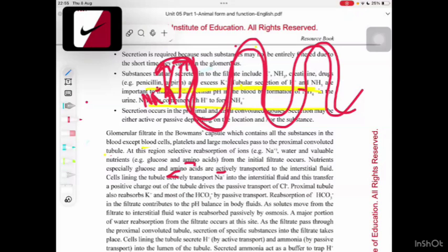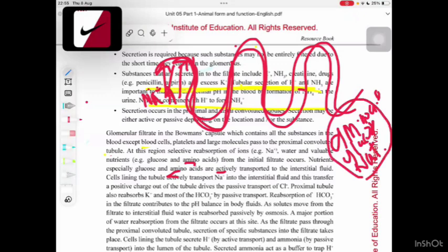Cells lining the tubule actively transport Na plus into the interstitial fluid. Okay, so cells lining the tubule means basically this tubule, right? This yellow tubule that I've drawn, those cells will actively transport Na plus also. So what are the ones which are actively transported in the PCT? Amino acids, glucose, sodium plus are actively transported. That means actively transported by selective reabsorption into the blood capillaries, right? Into the interstitial fluid, right?